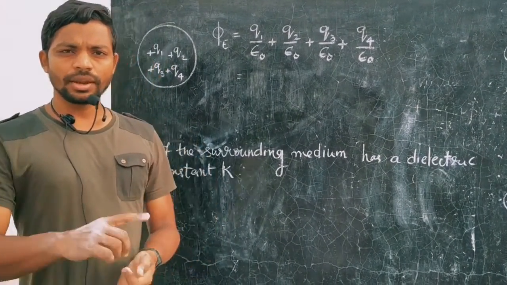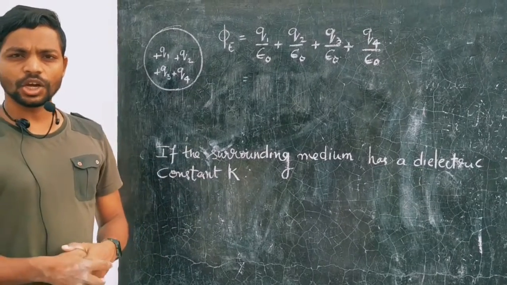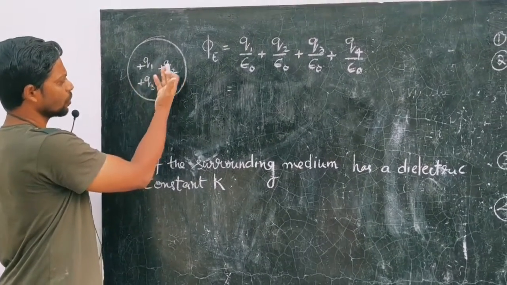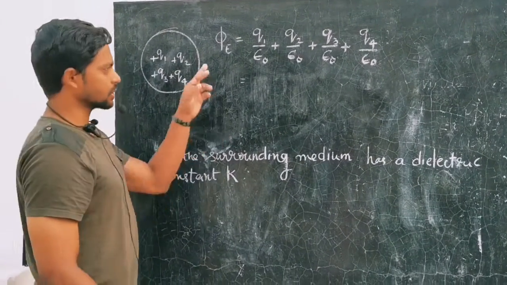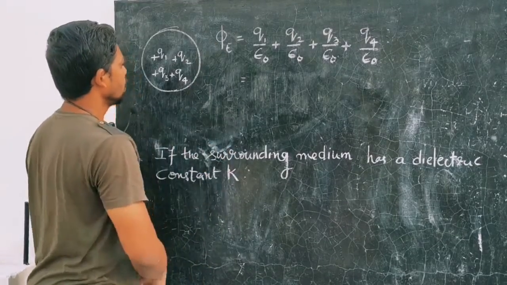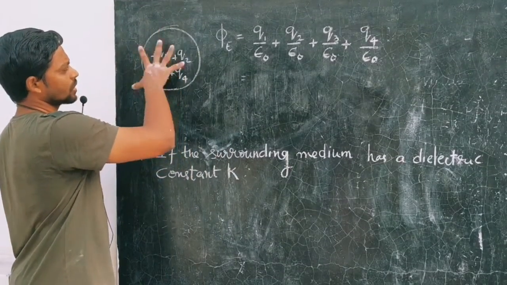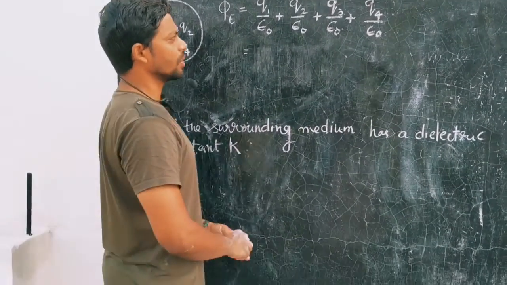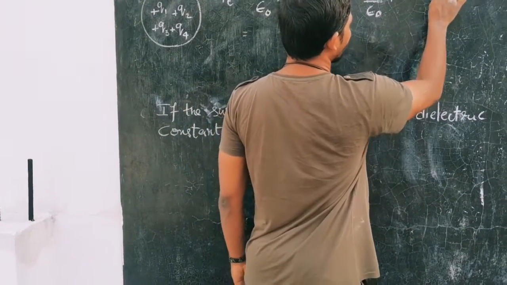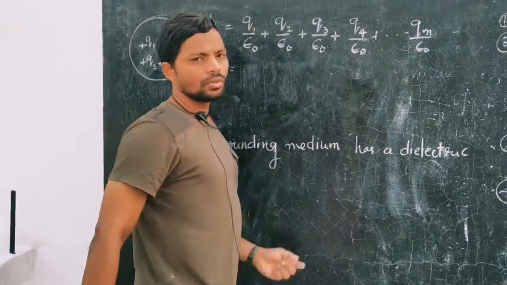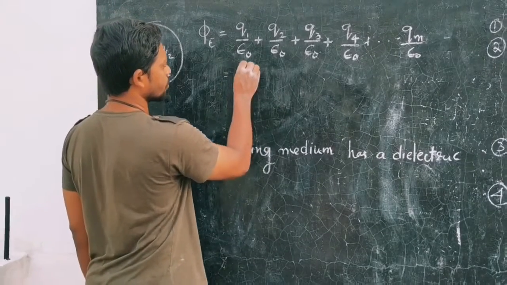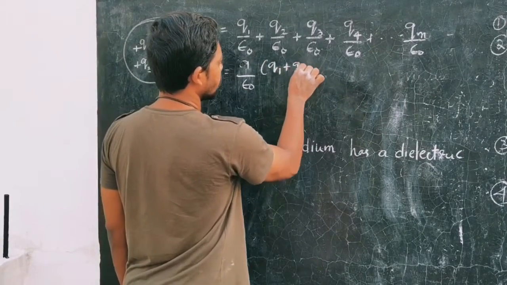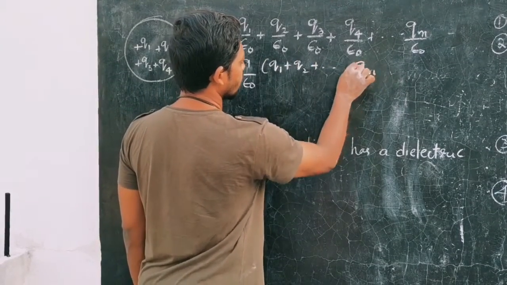Friends, if there are more charges inside the closed surface which we have considered, let us say there are 4 charges, Q1, Q2, Q3, Q4, in that case the total flux coming out of this closed surface is given like this. If there are n charges, we extend this concept, which can simply be written as 1 by epsilon naught times Q1 plus Q2 plus and so on up to Qn.